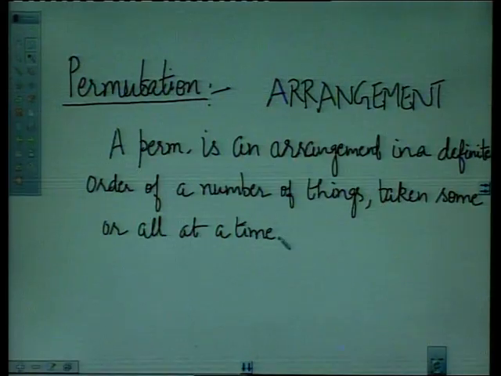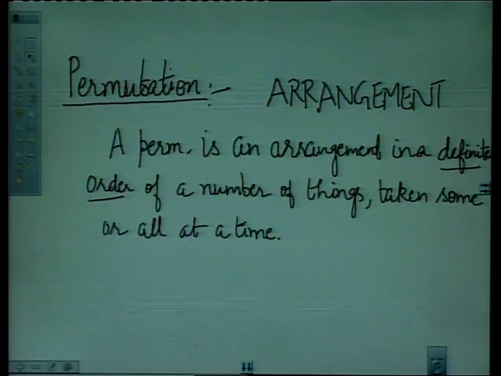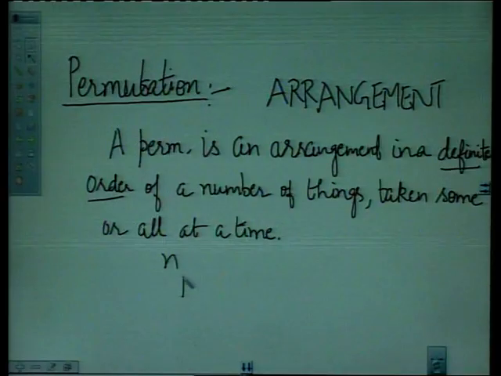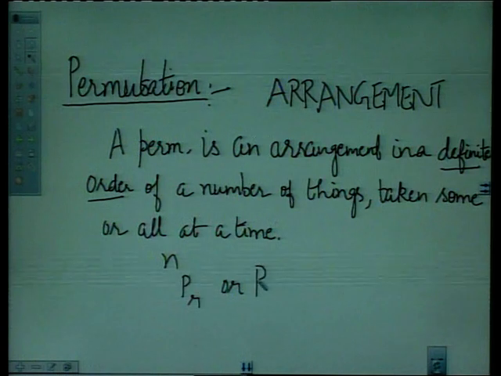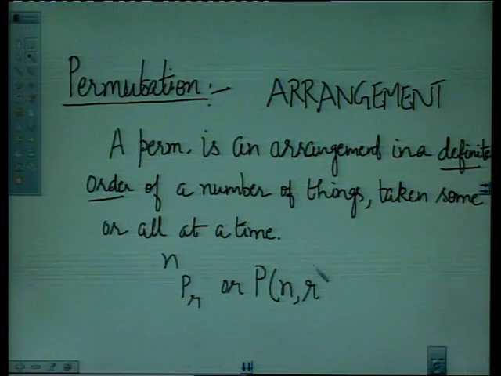What is permutation? It is an arrangement in a definite order. This is very important. What are we to arrange? We are to arrange things. We can take all the things at a time or some or few of them. The notation for permutation is nPr, or we can write this as P with n and r in brackets. We are taking n things, the total things are n, and we are taking r out of them. We can write this as P(n, r).